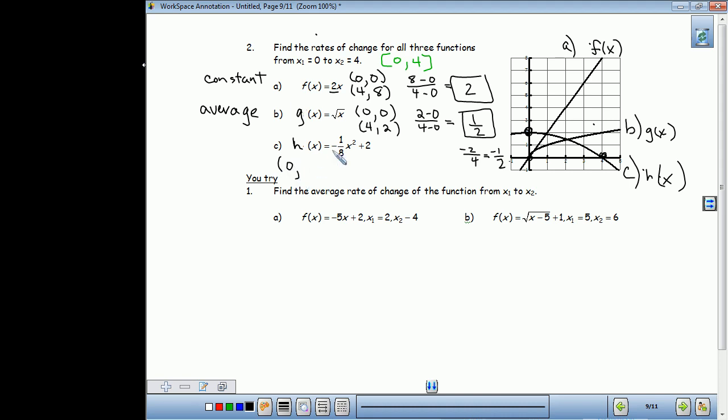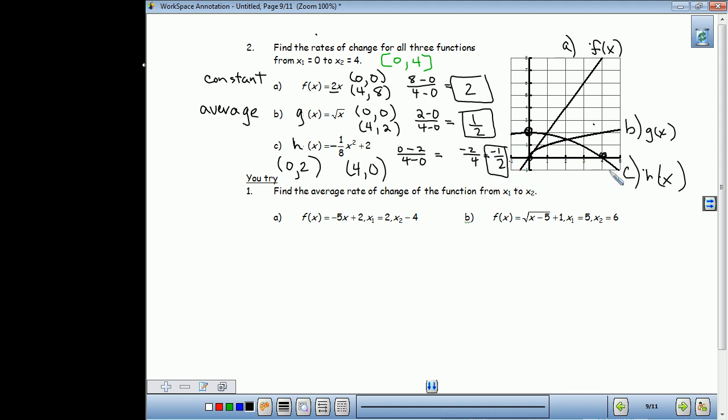If I plug in 0, this goes away, and I'm left with 2. If I plug in 4, 4 squared is 16. 1/8 of 16 is 2. Okay, so it's the opposite of that, so it becomes negative 2 plus 2 is 0. So if I did 0 minus 2 over 4 minus 0, don't I get negative 2 over 4, which is negative 1/2.